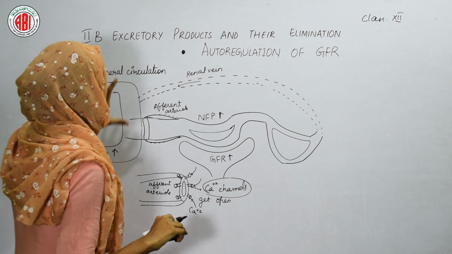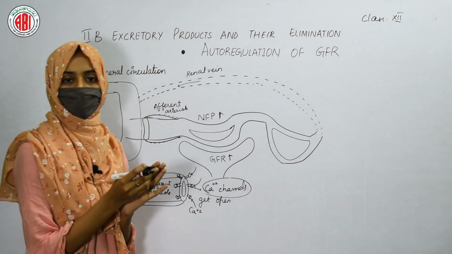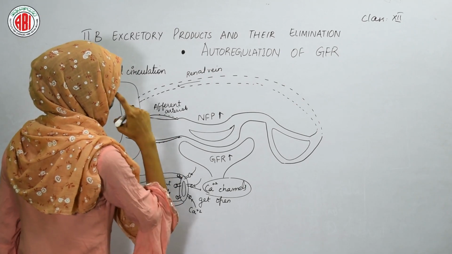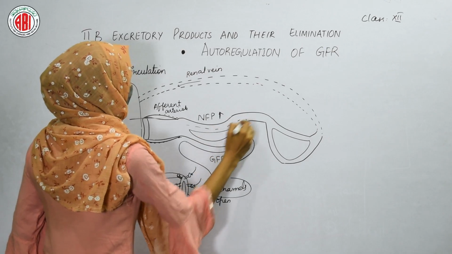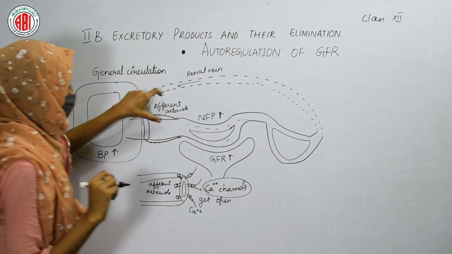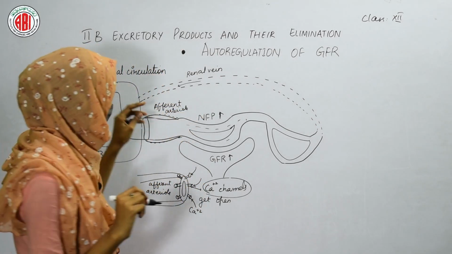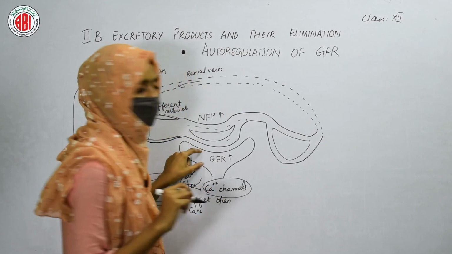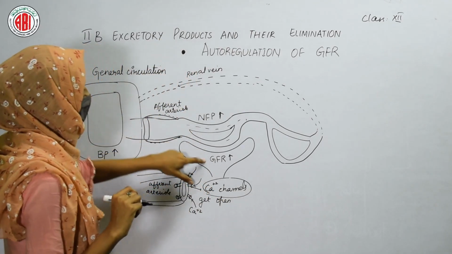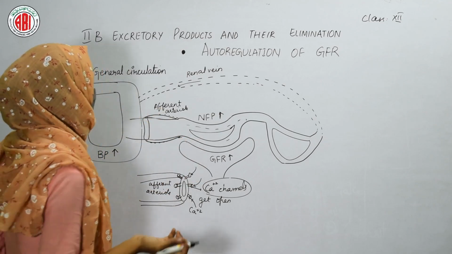So, when this efferent arteriole gets contracted, it comes back to its normal position, and the blood which flows through it also becomes normal. The normal blood flow can be seen in the efferent arteriole. There will be no increase in the net filtration pressure, as well as no increase in the glomerular filtration pressure. This is how the auto regulation of glomerular filtration rate can be seen in the nephron.